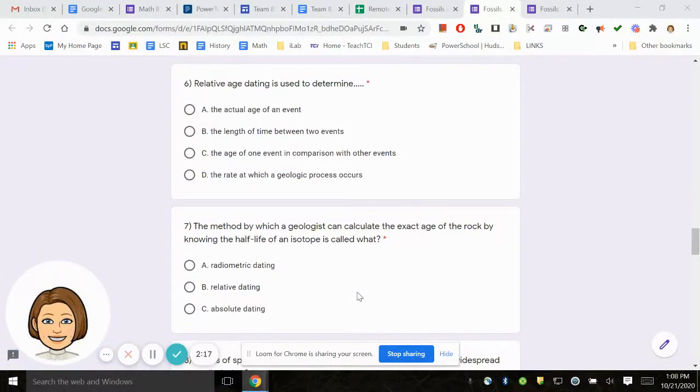Number 6. Relative age dating is used to determine A. the actual age of an event, B. the length of time between two events, C. the age of one event in comparison with other events, D. the rate at which a geologic process occurs.